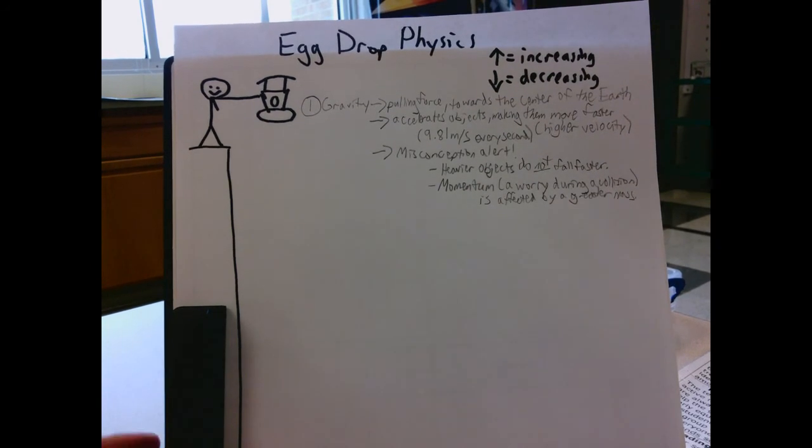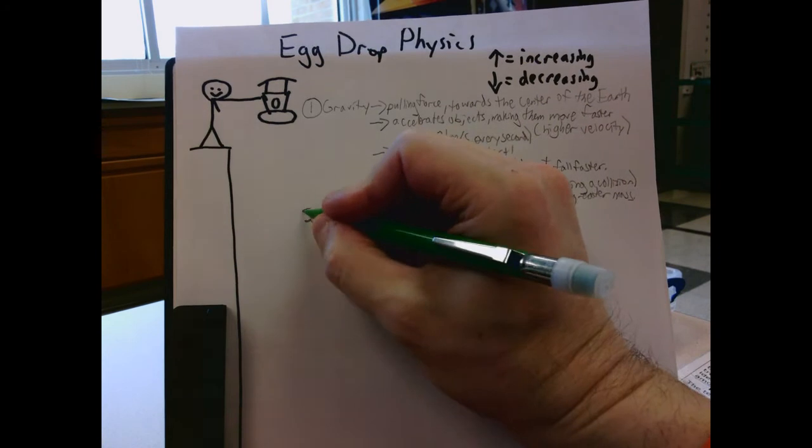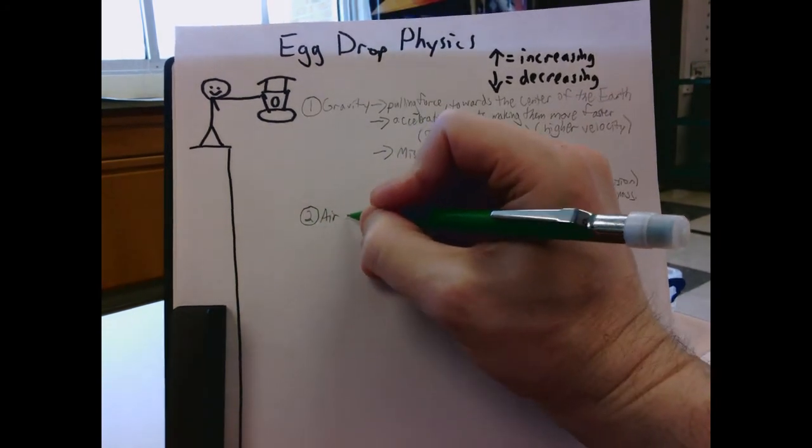Okay, so that is a pretty thorough description of how gravity affects the egg drop device. Let's go on to the next concept that we have here. Our next concept is the concept of air resistance.